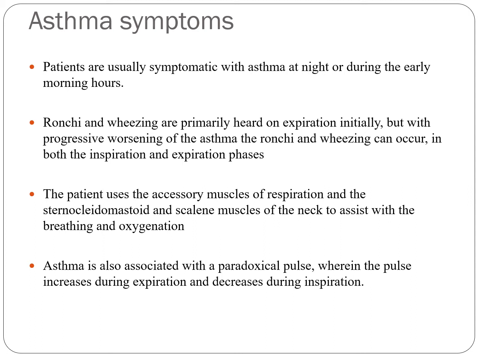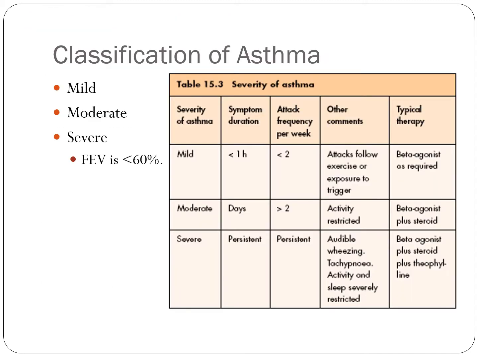Rhonchi and wheezing sounds can be heard during expiration, and as the asthma attack worsens, rhonchi and wheezing can occur in both the inspiration and expiration phases. The patients can use their accessory muscles of respiration, like the sternocleidomastoid and scalene muscles of the neck, to assist with breathing and oxygenation. Asthma is also associated with a paradoxical pulse, wherein the pulse increases during expiration and decreases during inspiration.